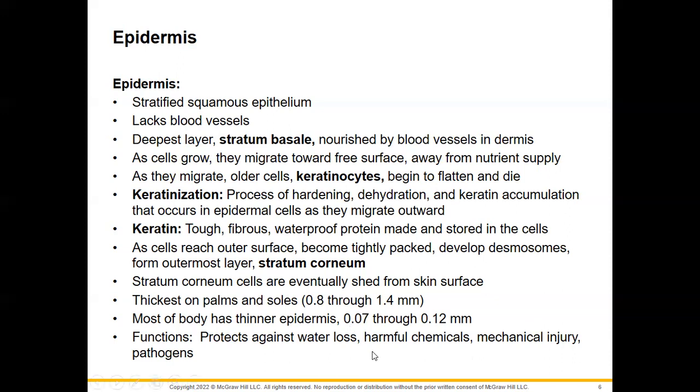But harmful chemicals, mechanical injury, meaning physical touch injury, whether it's a bruise or a cut or something like that, you're being protected by your epidermis. And you're also being protected from pathogens. So there's always something in the air. There's always bacteria and other pathogens on the surfaces that we touch, that we sit on, that we lay on, and that epidermis is protecting us from all of those.